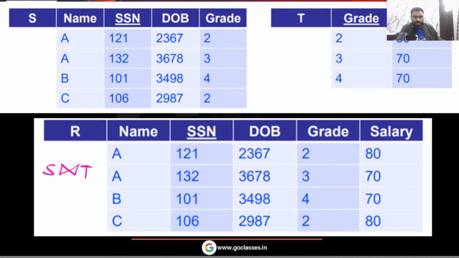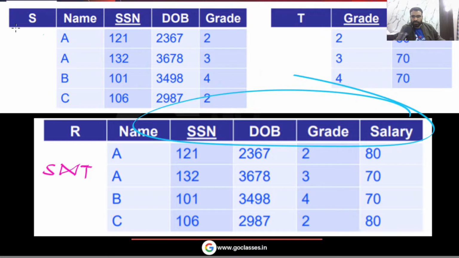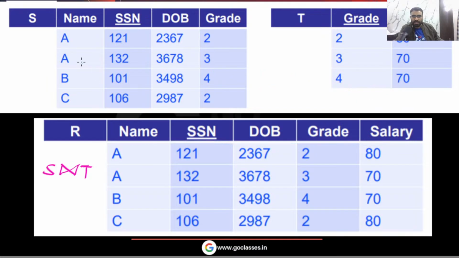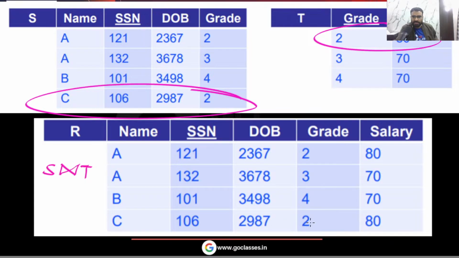And I told you that in the natural join output we don't write this common attribute two times. In S comma T, this grade attribute is the common attribute, the attribute with the same name in both the tables. So we will write it only one time. So in the output of this natural join there will be 5 attributes. This is the schema of natural join: name, SSN, DOB, grade and salary. So there will be 5 attributes in the output, and there are 4 tuples in the output. You can easily see this tuple is combining with this tuple, so the output will have C106 2987 280. So very simple concept.